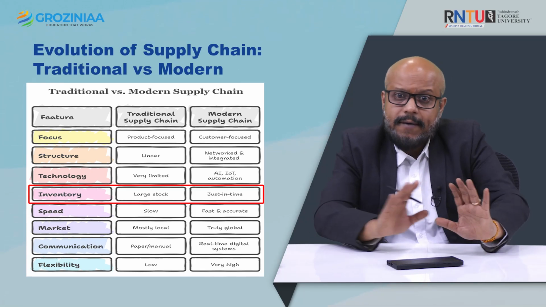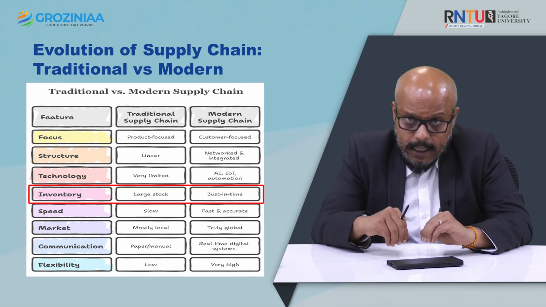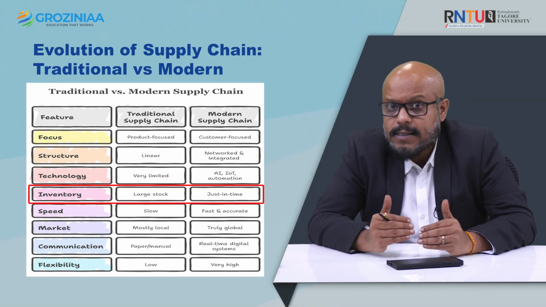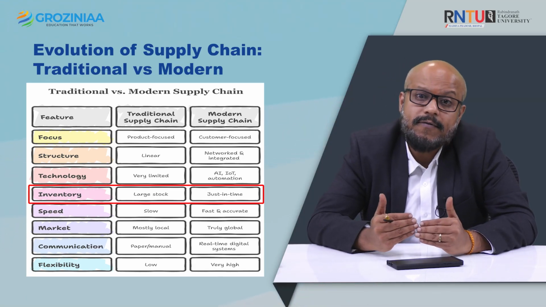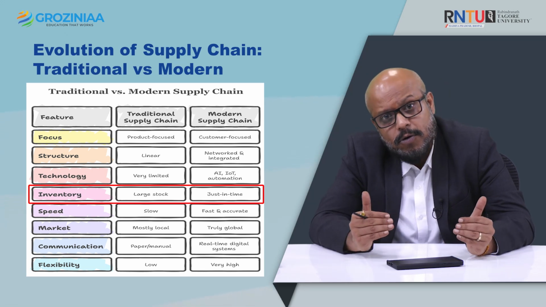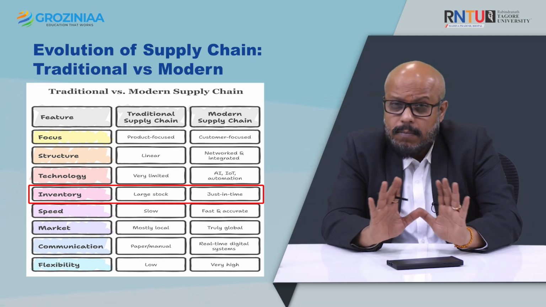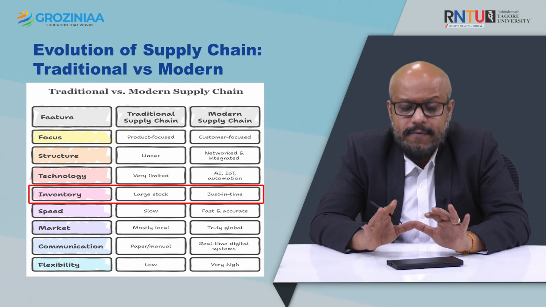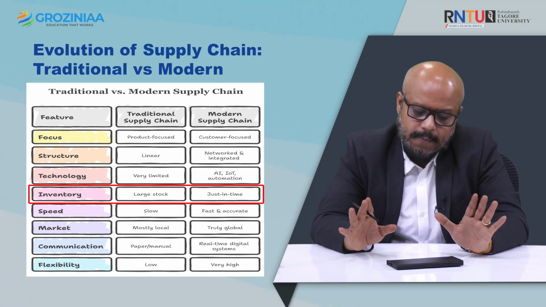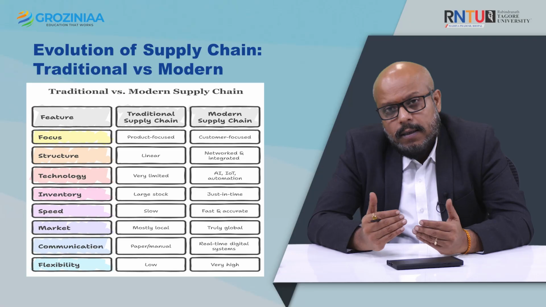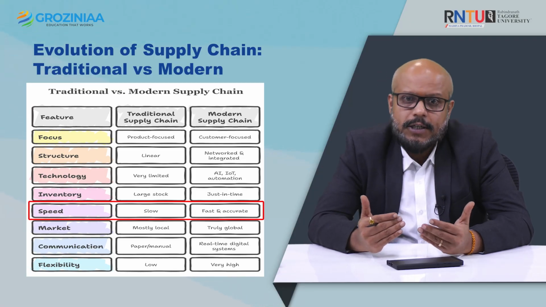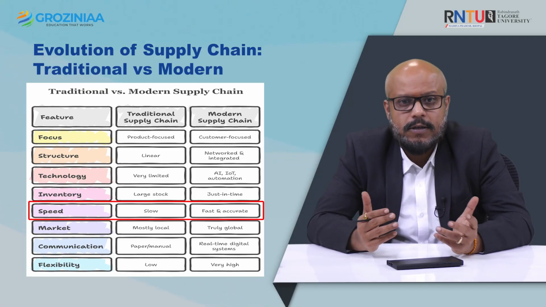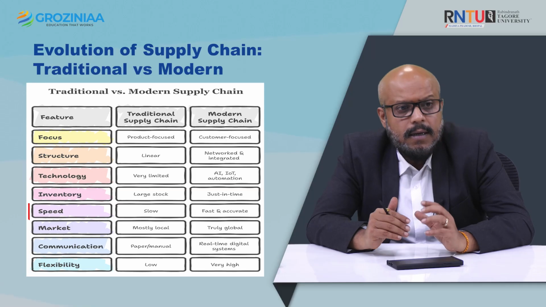So in the past, that was not a problem, but currently in today's world, having excessive inventory is a kind of liability in your financial books. So companies will try to be more and more lean. The less inventory you have, the more efficient is your supply chain management. If we talk about speed, traditionally, needless to say, it was very slow. Now it is lightning fast.